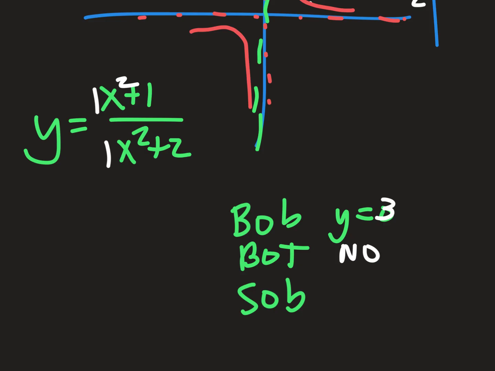And then I would use a ratio of the lead coefficients. So if I had this one, that would be the same on both, and the horizontal asymptote would be y equals 1 over 1, which is 1. Okay. So let's do one last one where you actually need to graph something.